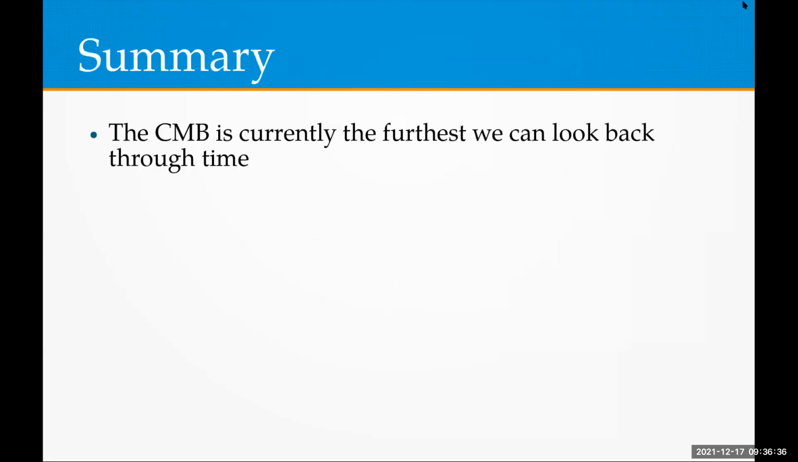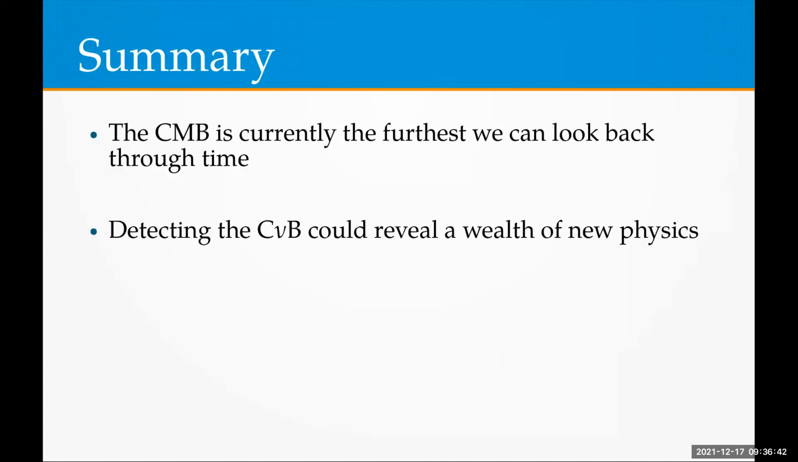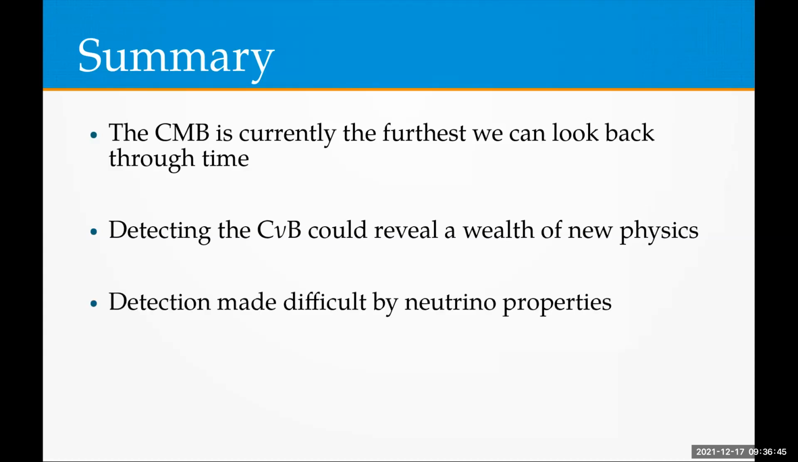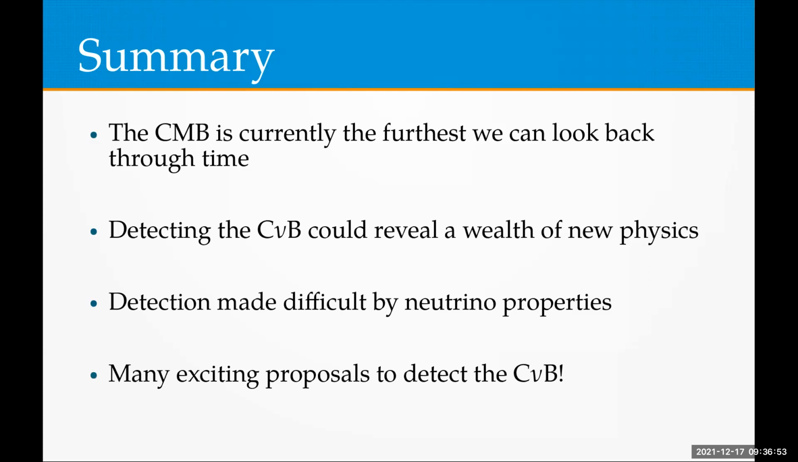So just to very quickly summarize, the cosmic neutrino background is currently the furthest that we can look back through time, and detecting the CNB could reveal a wealth of new physics. But of course, this detection is made very difficult by the neutrino properties, and in particular for the cosmic neutrino background, where the energy is very low. But there are a lot of exciting proposals to detect the CNB.